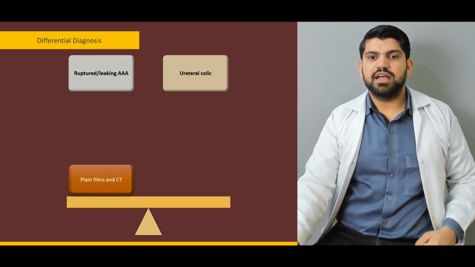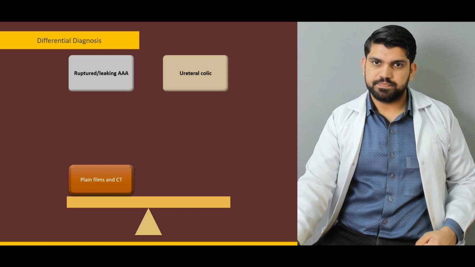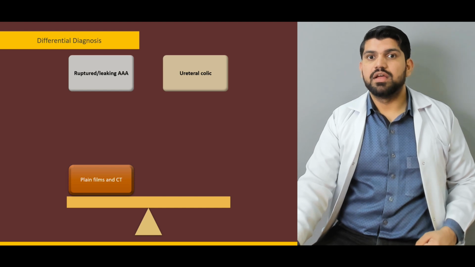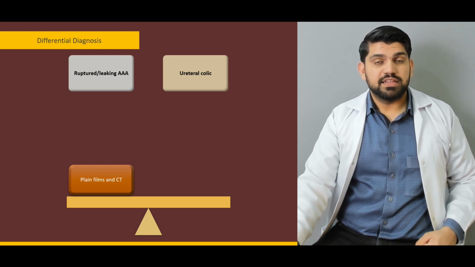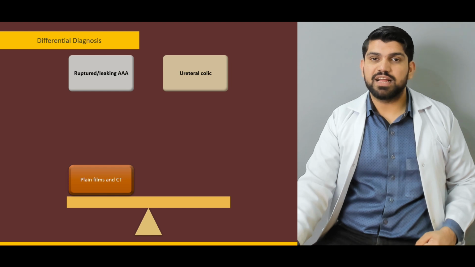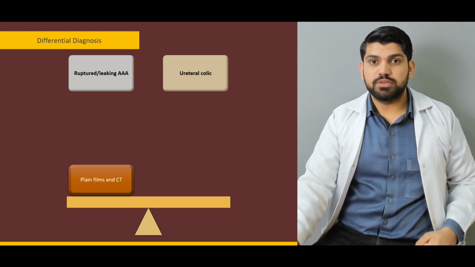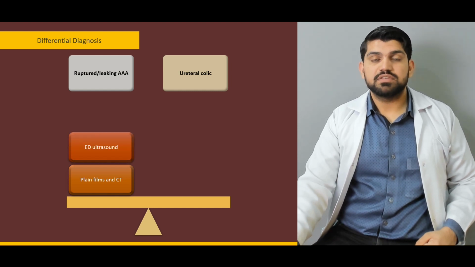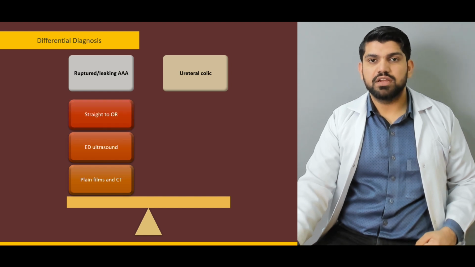So, ruptured abdominal aortic aneurysm. This is also a very, very high yield and very, very important disease. This can kill the patient, but you need to identify and treat it as soon as possible. If there is leakage of the abdominal aorta, abdominal aortic aneurysm or dissection can present with abdominal pain or pulsatile mass, pain radiating to back. What to do? Plain films, CT, emergency ultrasound, straight to OR.